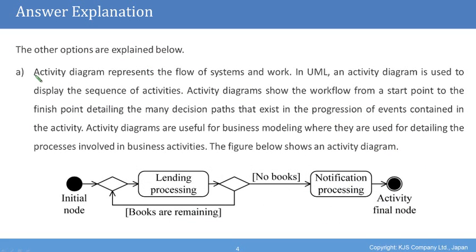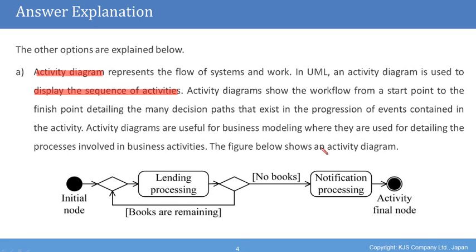Option A. Activity diagram represents the flow of systems and work. In UML, an activity diagram is used to display the sequence of activities. Activity diagrams show the workflow from a start point to the finish point, detailing the many decision paths that exist in the progression of events contained in the activity. Activity diagrams are useful for business modeling, where they are used for detailing the processes involved in business activities.